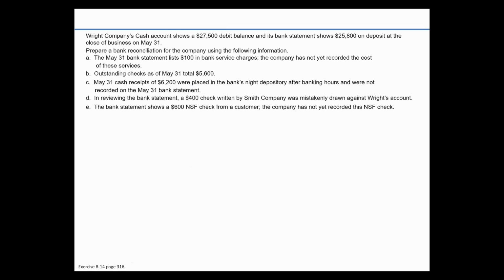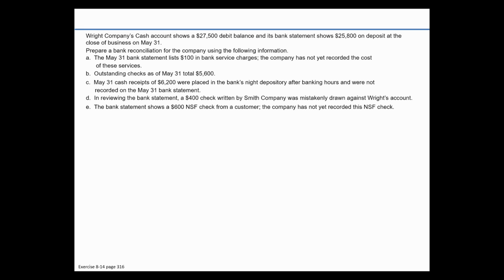So on May the 31st, the bank statement lists $100 in bank service charges, and the company has not yet recorded the cost of those services. Outstanding checks as of May the 31st were $5,600. So again, the Wright Company wrote checks that have not yet cleared the bank for that amount.